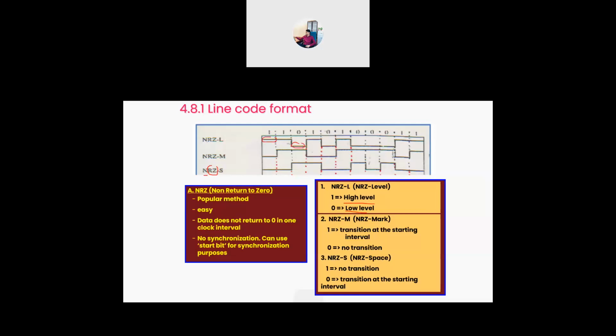This one is non-return to zero regardless of whether it is unipolar or bipolar. Unipolar means you're going to have only one sign, either positive or negative. If it's bipolar, you're going to have both negative and positive values. But the peak to peak still maintains the same, regardless of unipolar or bipolar. Okay, so non-return to zero mark. For bit 1, there will be a transition at the starting interval, and for 0, no transition.